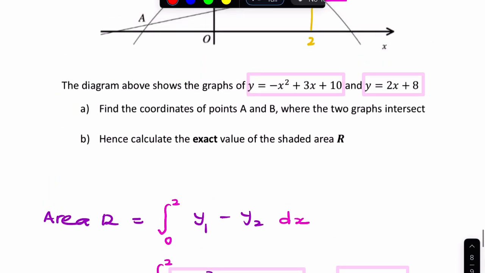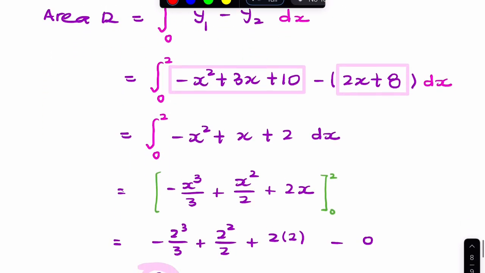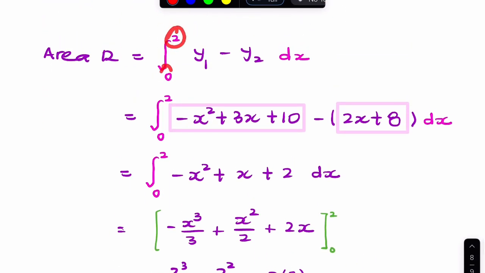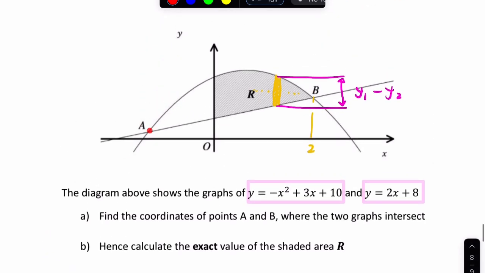So the question says calculate the exact area of the shaded area. So don't forget to integrate between the right limits. You wouldn't integrate from -1 because they're not interested in this area. They're interested in the area from 0. And it's always the upper y minus the lower y.